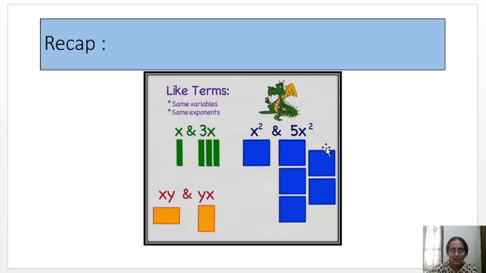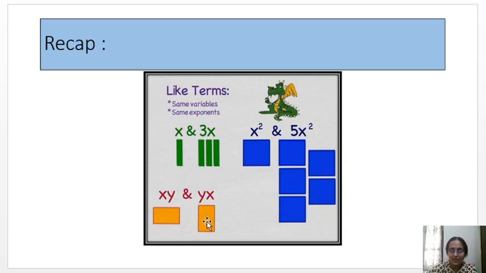x square and 5x square. Compare x square and 5x square. One x square is visualized by one blue square shape and 5 blue square shapes represent 5x square. They are like terms. They are of the same kind. They are of the same shape.